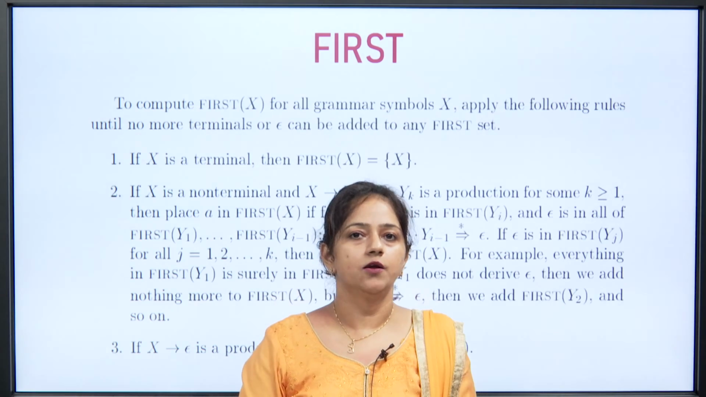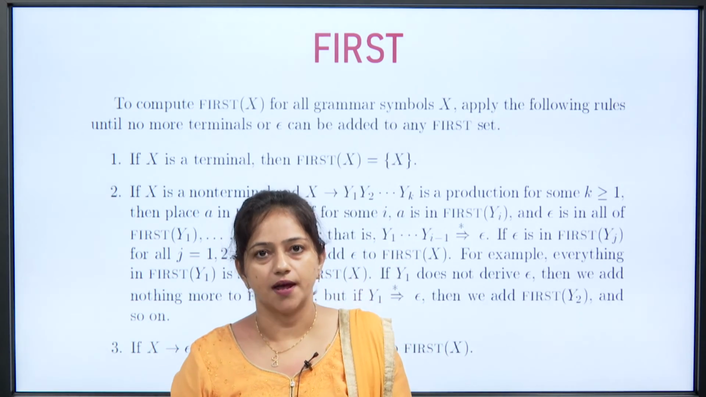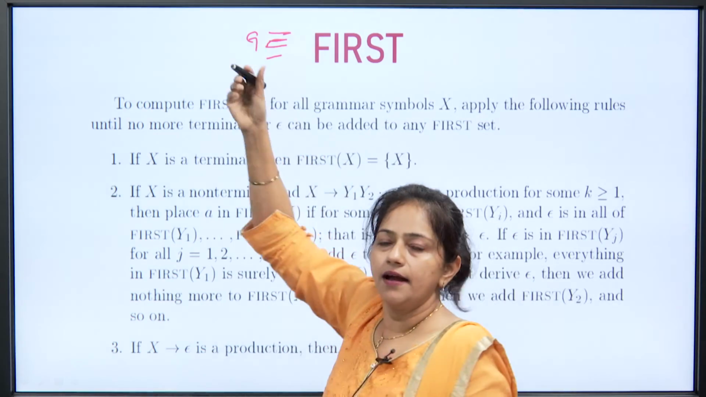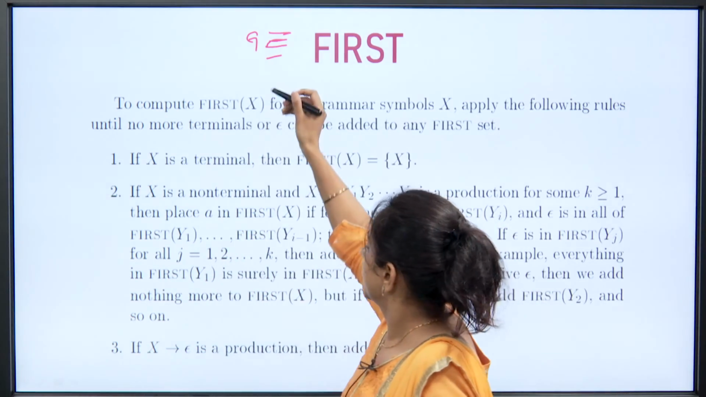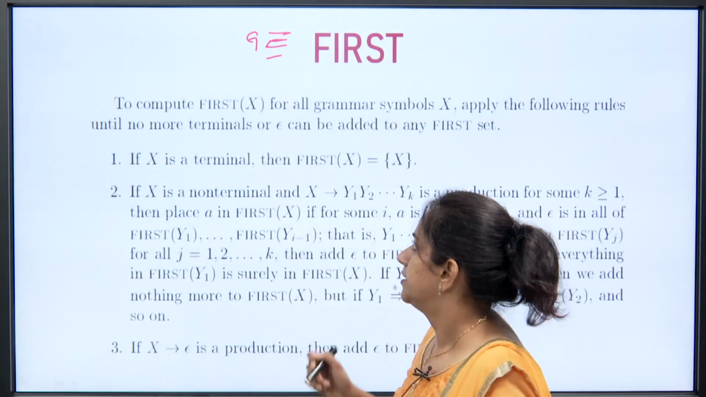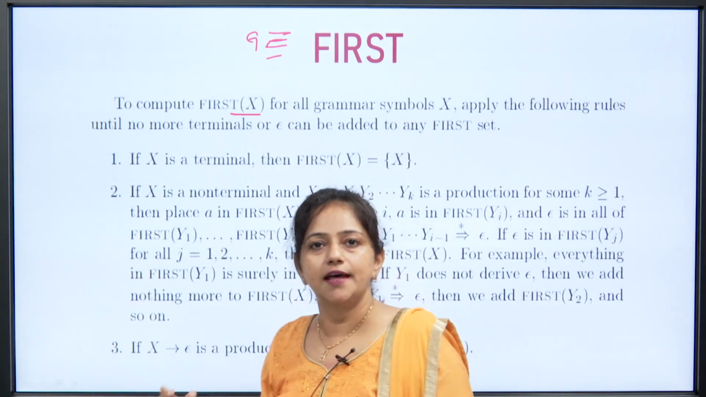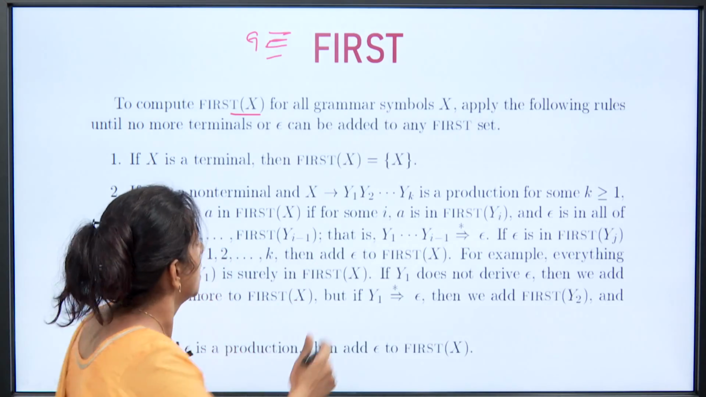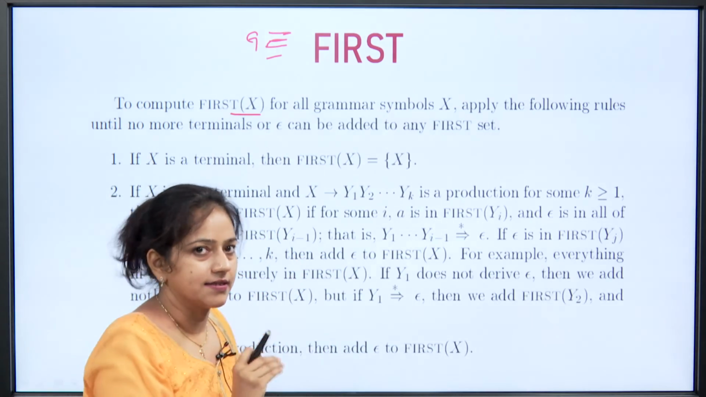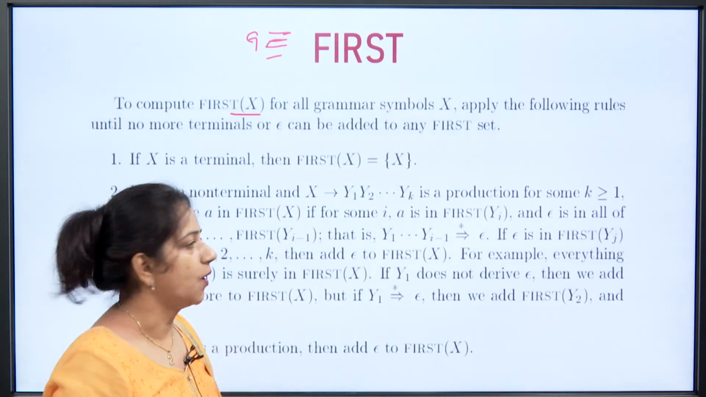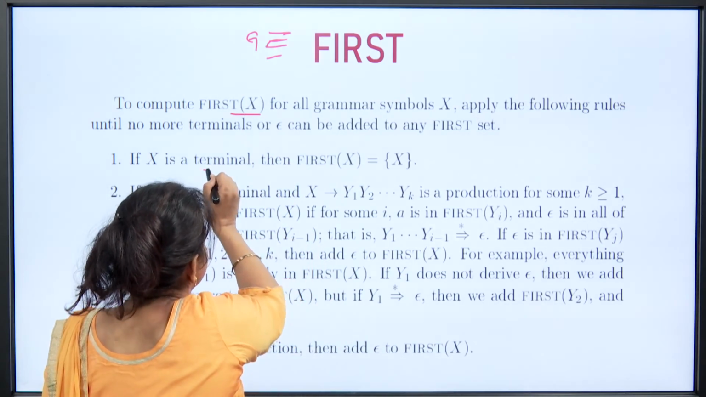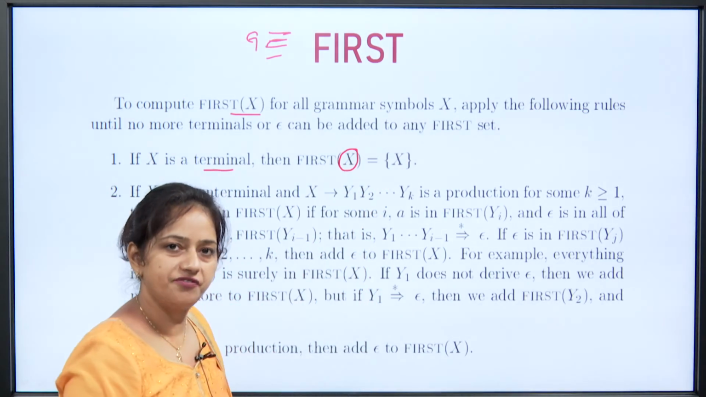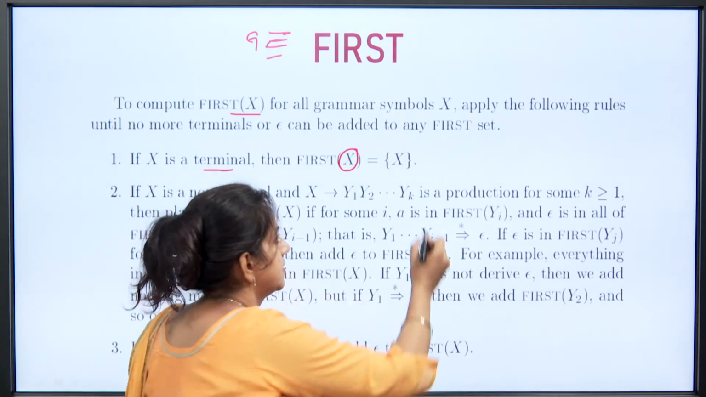Now, we will discuss the algorithm to obtain first for a given grammar. Suppose there is a grammar G with a set of productions containing some non-terminals. We can obtain first for any terminal or non-terminal. There are three main cases. Suppose we are obtaining first of X, where X can be any grammar symbol, terminal or non-terminal. If X is a terminal, then first of X is the terminal itself.